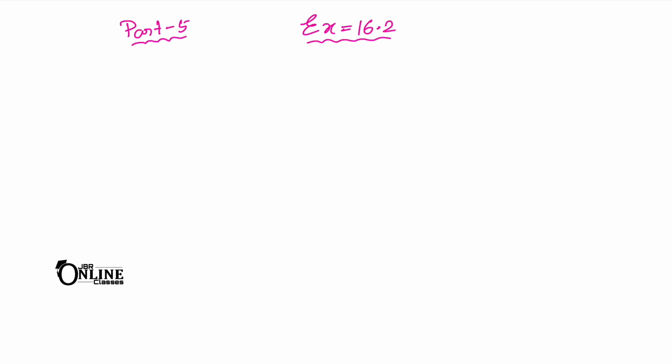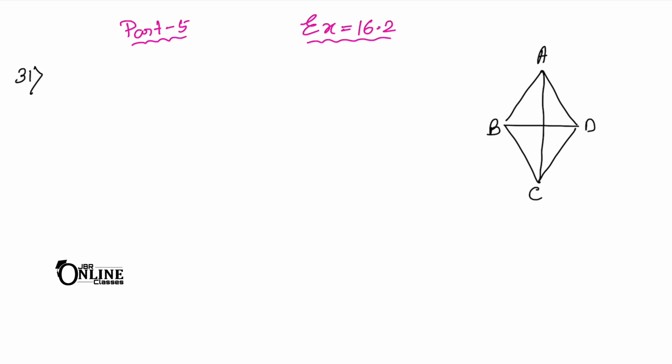In sum number 31, if the diagonals of a rhombus are 8 centimeter and 6 centimeter, find its perimeter. Suppose this one is a rhombus ABCD, and BD and AC are the diagonals. You know that in a rhombus all sides are equal and the diagonals bisect each other. So suppose AC equals 8 centimeter and BD equals 6 centimeter, and the intersection point is O.